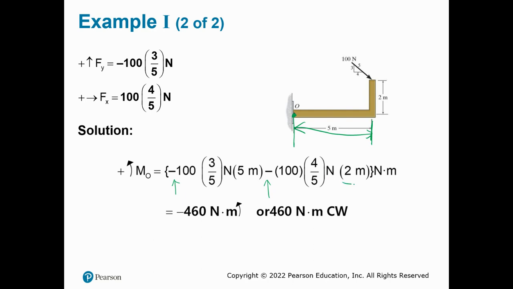And then similarly, this 2 meter is the perpendicular distance. See, over here is 2 meter, meaning over here is 2 meter, right? Same thing is the purpose. So the 2 meter is the perpendicular distance from the axis of rotation to the line of action of the force in the horizontal direction. So putting these two together, we got negative 460 Newton meter, or we call it 460 Newton meter clockwise if you don't write that negative sign.